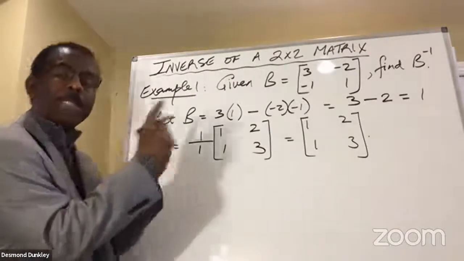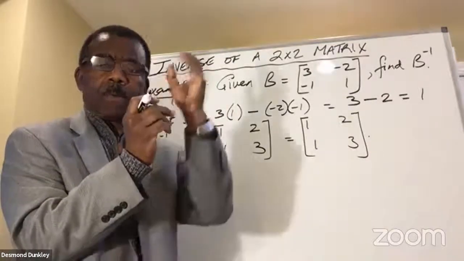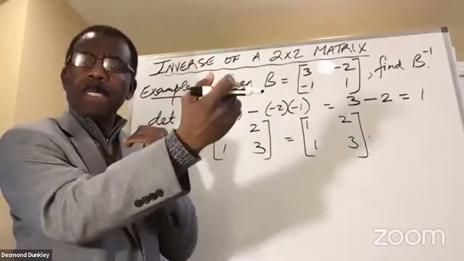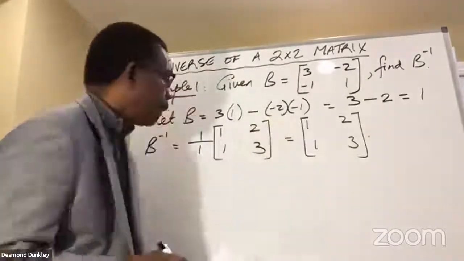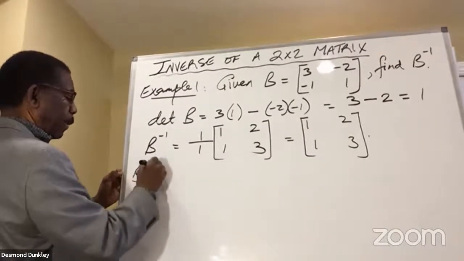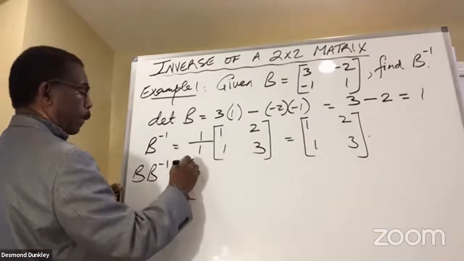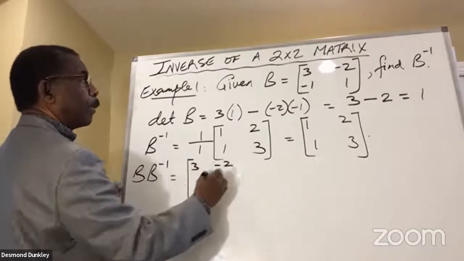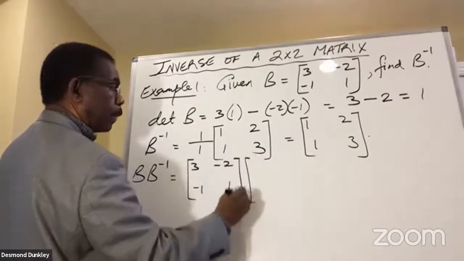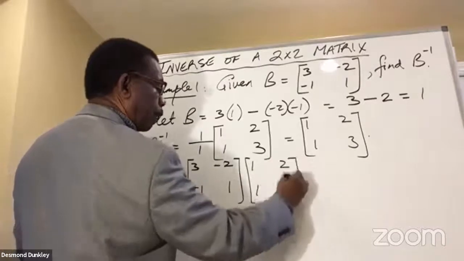And remember, we said that the order doesn't matter. You could put b times b to the minus 1 or b to the minus 1 times b. You will get the same result. Let's go. So b times b minus 1 is going to be equal to 3, negative 2, negative 1, 1 times 1, 2, 1, 3.